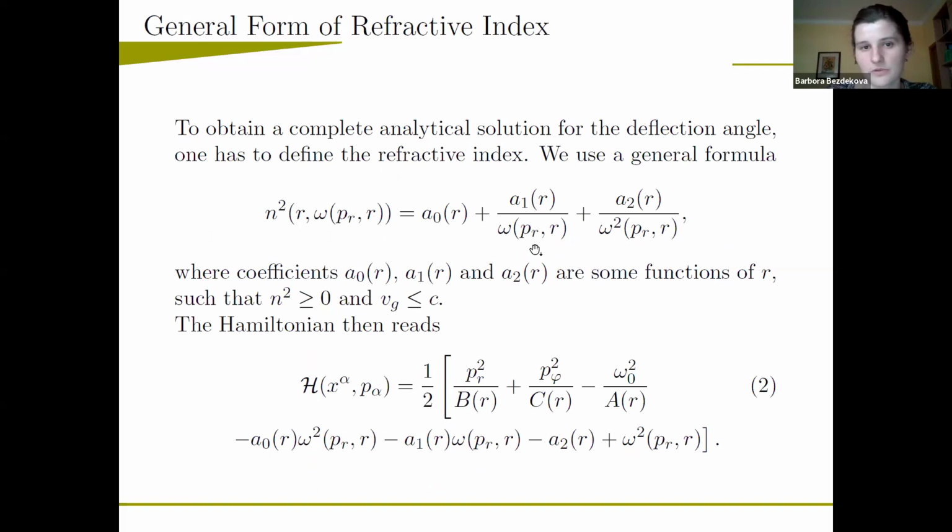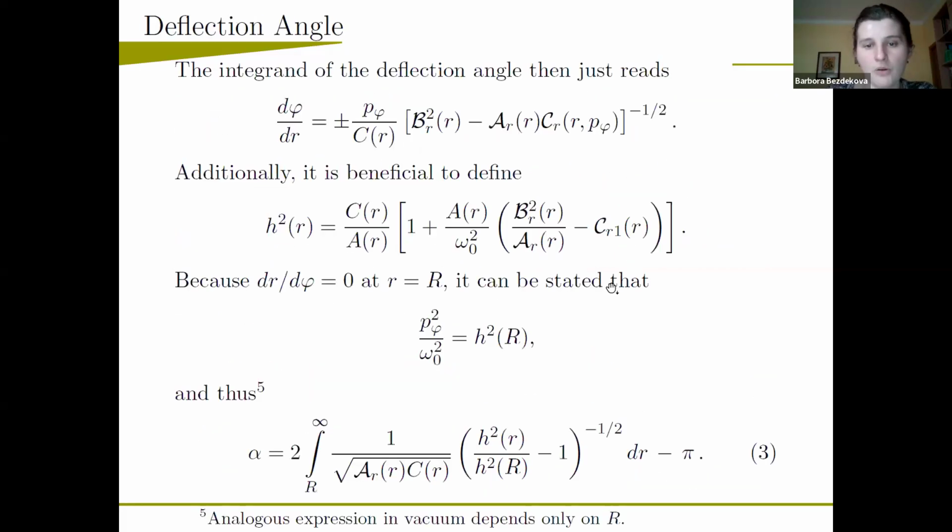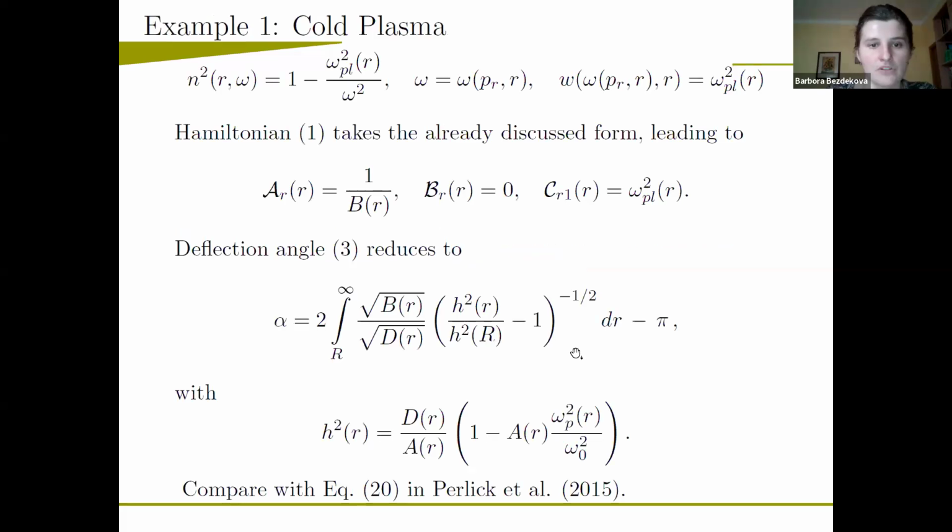It does not correspond to any specific case, medium, so I can now look at how this form of the refractive index will change for particular examples. And if you think about that, then basically what changes is that the definitions of A, B, C and H change. So here I will just show the results for how the deflection angle looks.